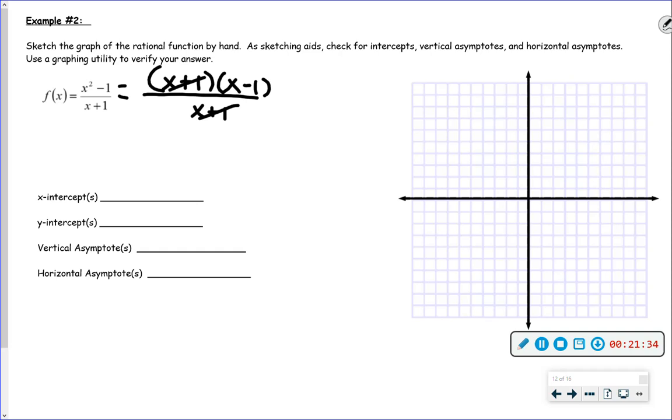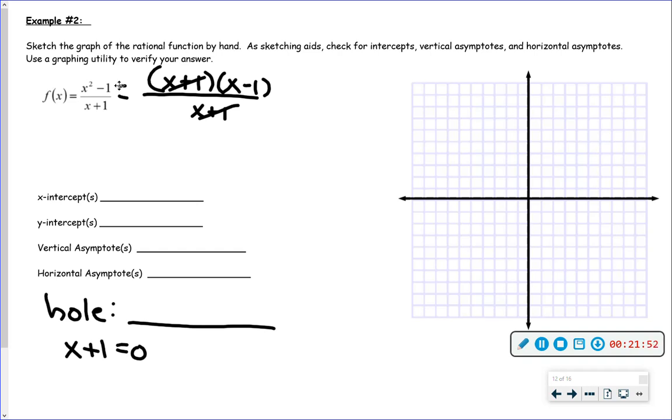Now, because we have that canceled common factor, I'm going to add something on here. We're going to have a hole. And of course, we set that common factor to 0. I'm just jotting myself a note so I don't forget. We'll solve it and do it in a minute.